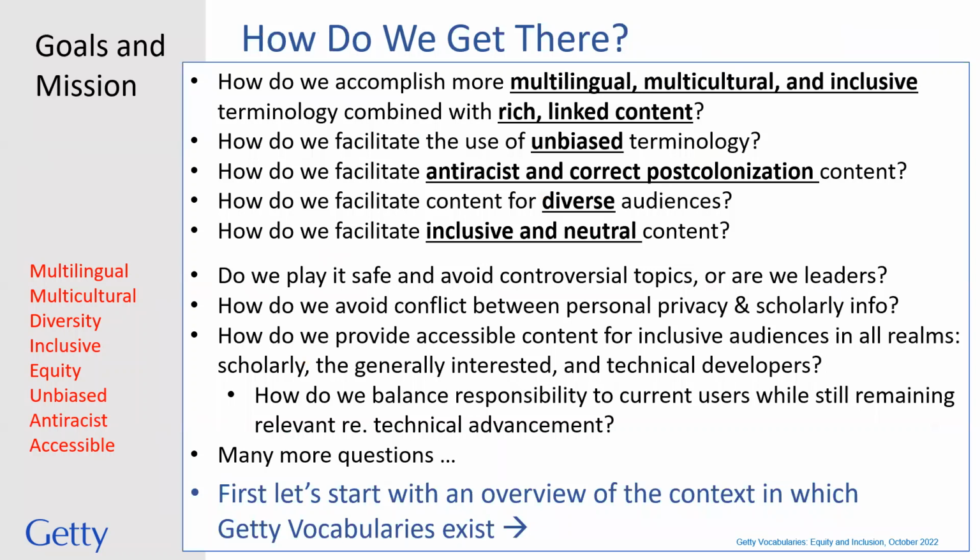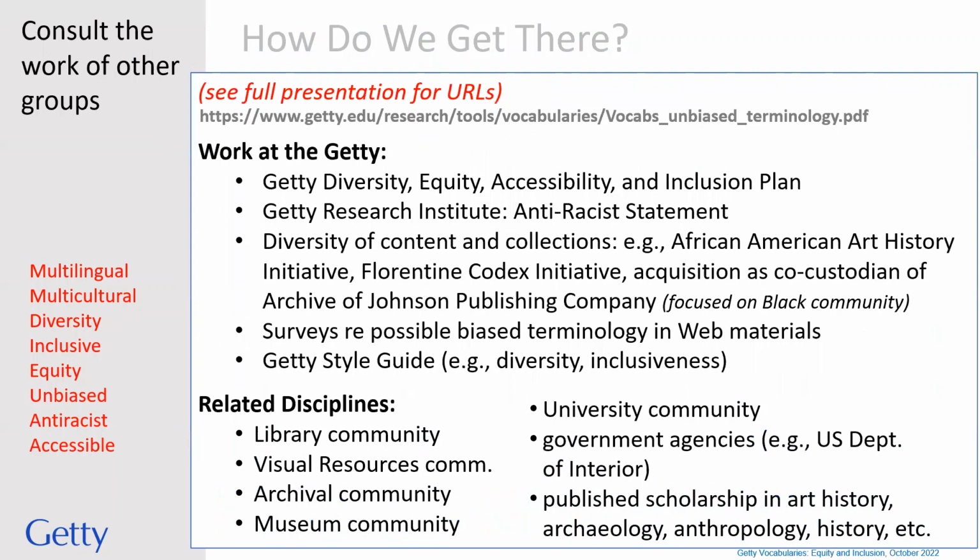Now we have to consider, how do we accomplish our goals for being more multilingual and anti-racist, etc. Do we play it safe and avoid controversial topics, or are we leaders? How do we avoid conflict between personal privacy and scholarly information? How do we provide accessible content for an inclusive audience in all realms? So these are questions that we need to work out, and that's what we're working on now.